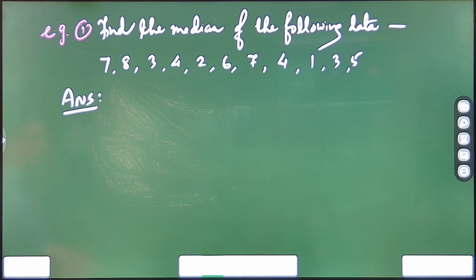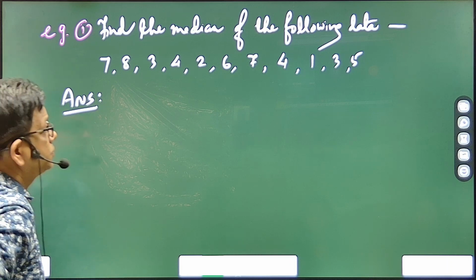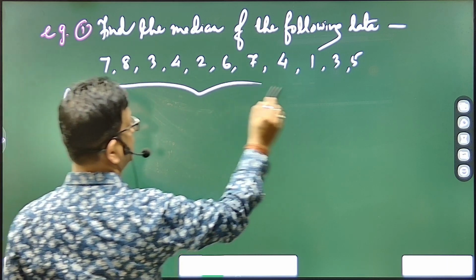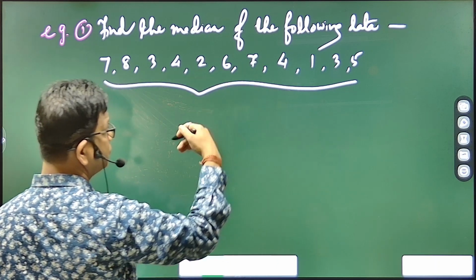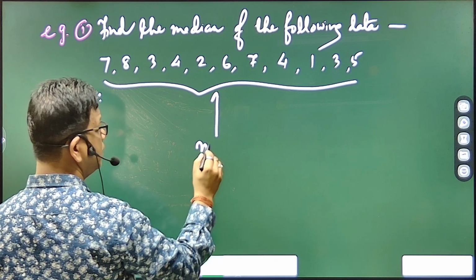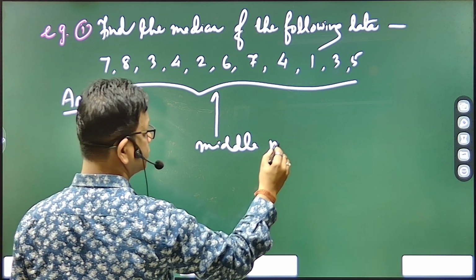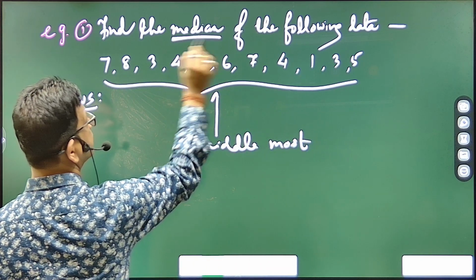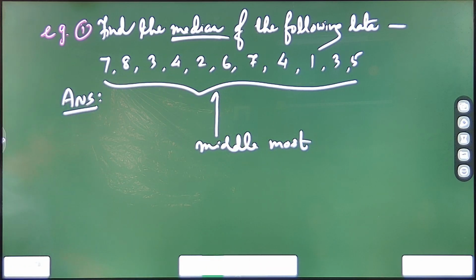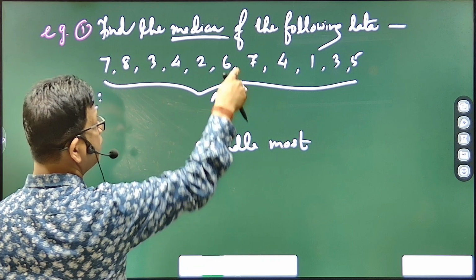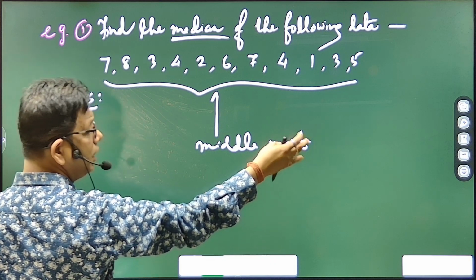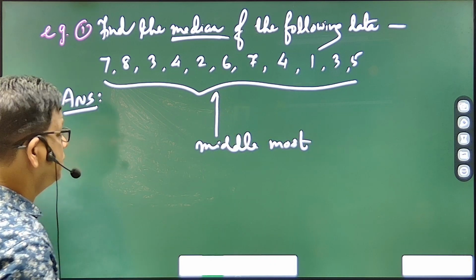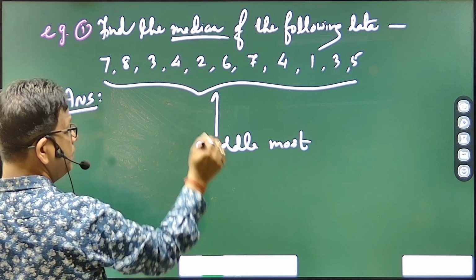Can I start? So forget about the working rule. First you try to understand what actually median means. Median means, in these data arranged either smaller to bigger, that is ascending order, or bigger to smaller, that is descending order, the number that occurs in the middlemost is the median. To find it, we don't directly say 6 here. The data should be arranged in ascending or descending order. Getting it? Here median means the middlemost data.